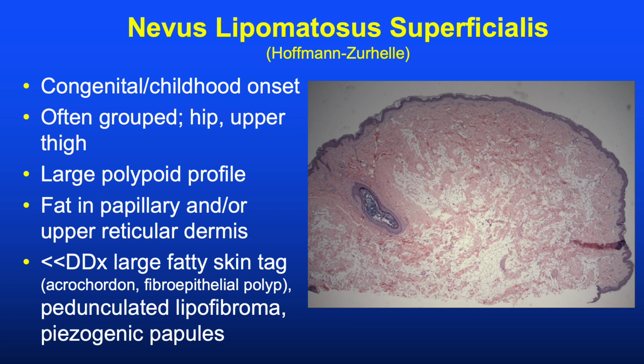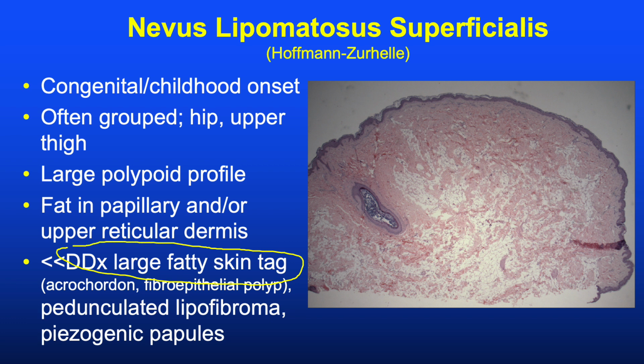Nevus lipomatosis is typically congenital or of childhood onset and presents as a small group or cluster of large, soft, polypoid skin tag-like lesions on the hip or upper thigh. And microscopically, there's markedly increased well-differentiated fat in the papillary and upper reticular dermis, not typically in continuity with the underlying subcutis. Now, I suspect that nevus lipomatosis is probably one of the more common overdiagnoses that dermatopathologists are guilty of, and the reason is that there's a lot of histologic overlap with the large fatty skin tag.